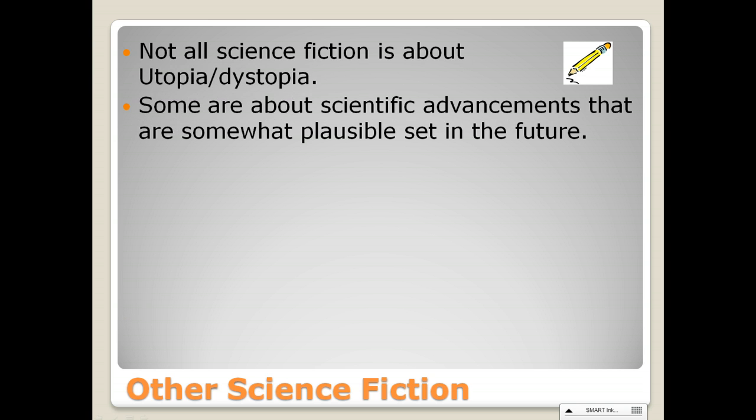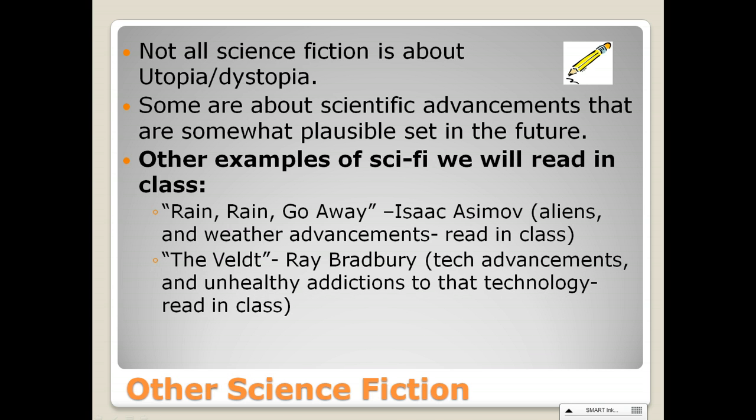I do need to mention, though, obviously not all science fiction is about utopia and dystopia. Some are about scientific advancements that are somewhat plausible yet still set in the future and could potentially come true. So a couple more short stories that we're going to read in class are Rain, Rain, Go Away, by Isaac Asimov, and it's kind of dealing with weather advancements and the idea of aliens. And The Veldt by Ray Bradbury is about technological advancements and our unhealthy addictions to that technology. And we're going to read that one in class too. You guys are going to love it.